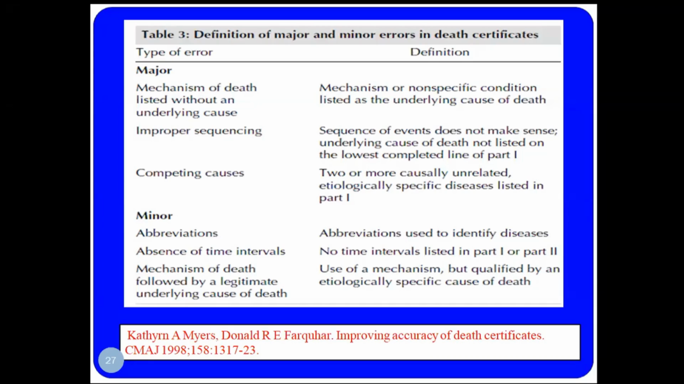Then there are some minor errors, like do not write abbreviations, do not miss the time column. Mechanism of death, if it is followed by a legitimate underlying cause of death, becomes a minor error. Meaning if your underlying cause of death is correct, your antecedents are also correct, and for the immediate you write cardiac arrest or cardiopulmonary arrest, then that certificate still has some meaning. It is a minor error because the most important line in the death certificate is the underlying cause of death.